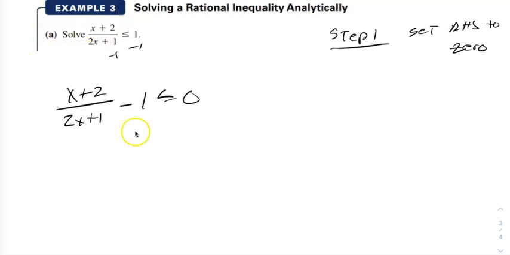Okay, what do I do next? Well, I can't just separate it right now because there's a minus 1 in the way. I've got to make this one big equation. You want to combine the left hand side to make one equation. Make one fraction.